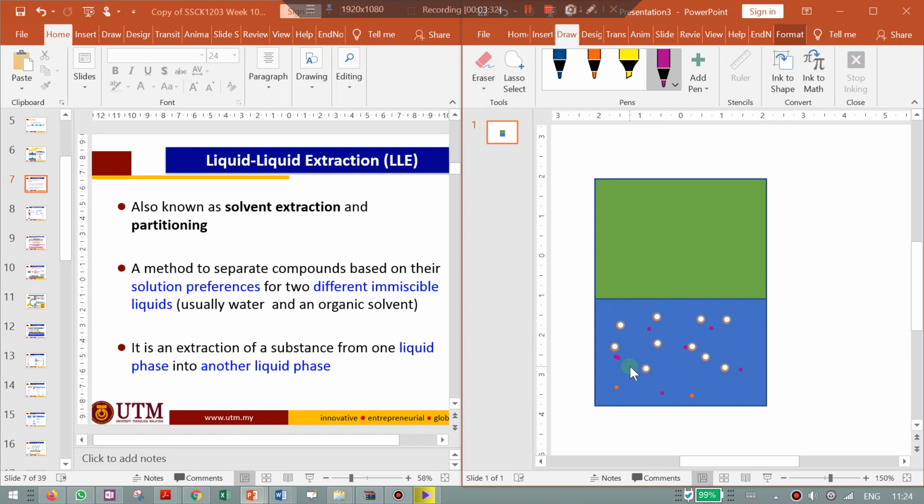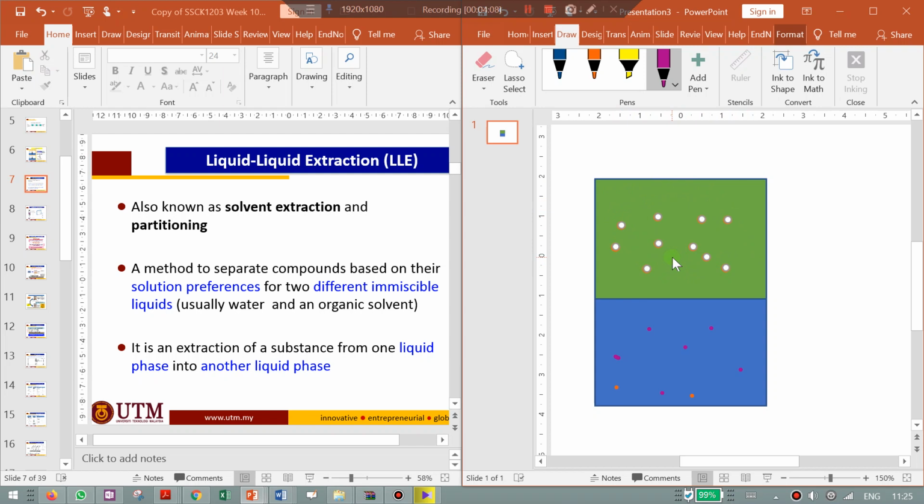So you want to extract your analytes so that you can somehow remove the impurities. How to do that? We extract by adding an organic solvent that is a non-polar solvent. So your non-polar analyte will move towards the non-polar extraction solvent. So dia akan transfer dalam sini. So persoalan dia kat sini.